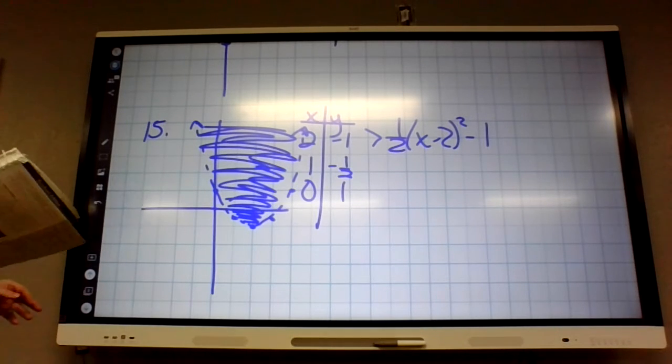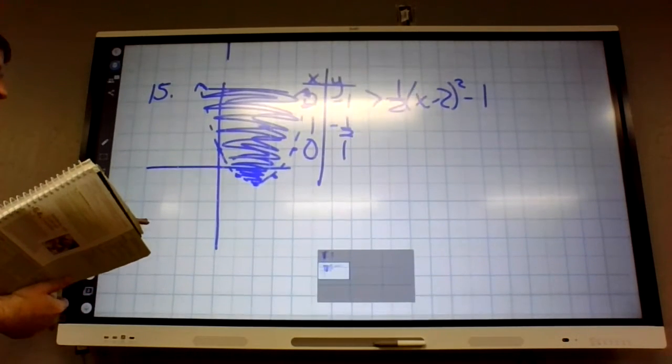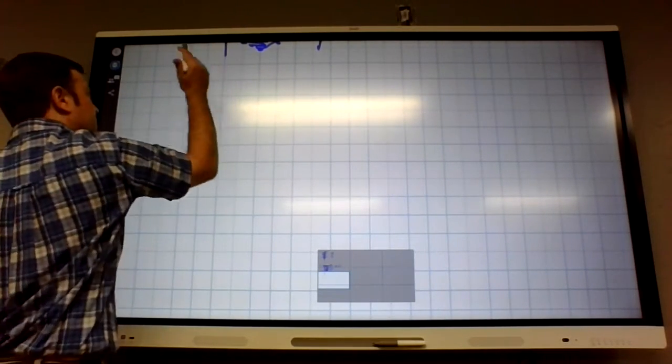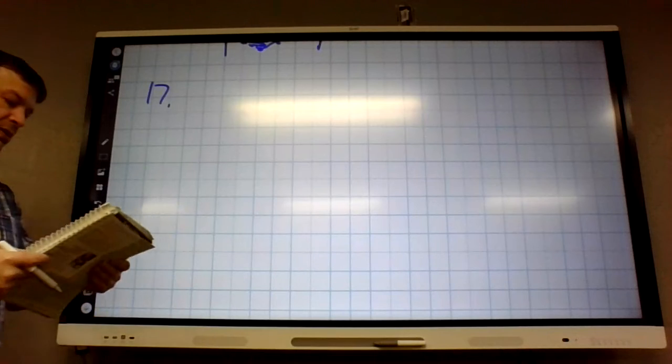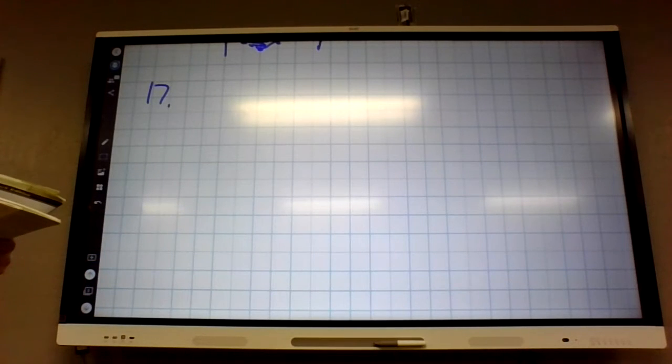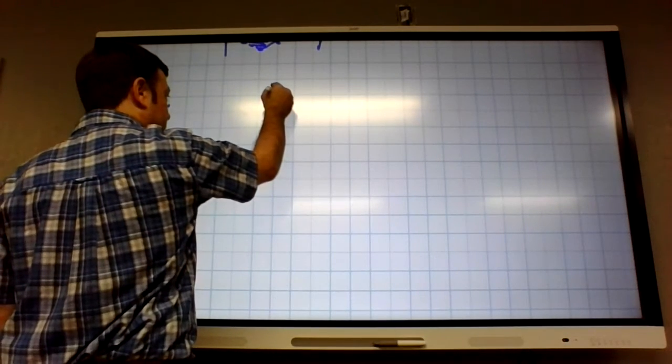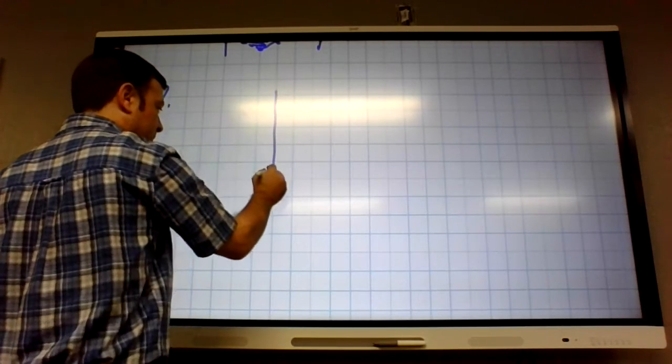All right, you guys ready for 17? Done with that? Okay, 17 says find the y and x intercepts of the function, and then we're going to use those to graph the function. So, how do we find the y-intercept? We haven't talked about that yet today. Plug in the x as 0.